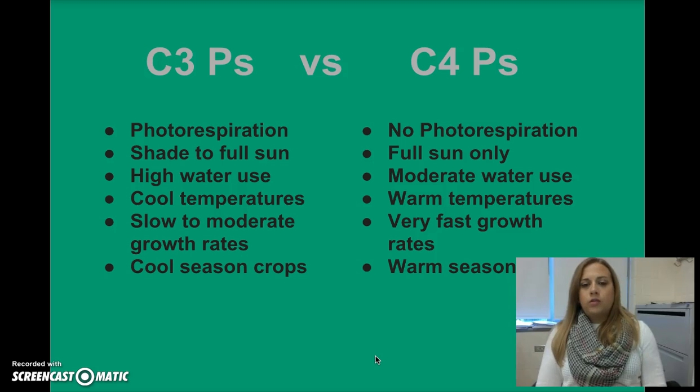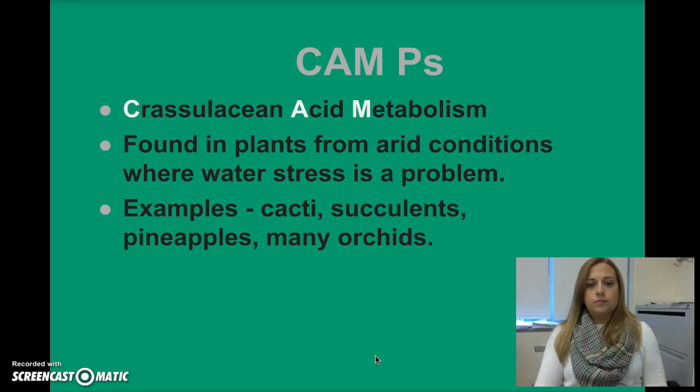So like sugarcane grows in a very specific type of climate, and so this C4 photosynthesis tends to occur in those kinds of plants that have really high temperatures, really high growth rates. They tend to grow in warmer regions as opposed to cooler ones.